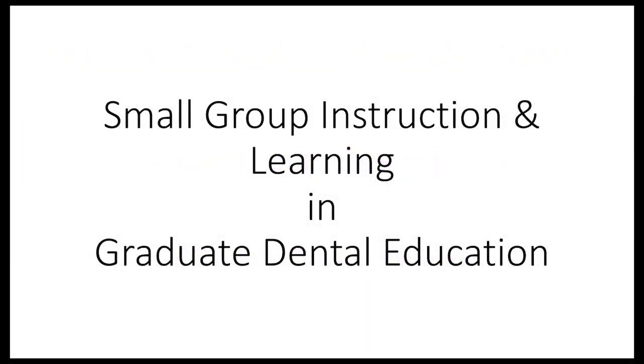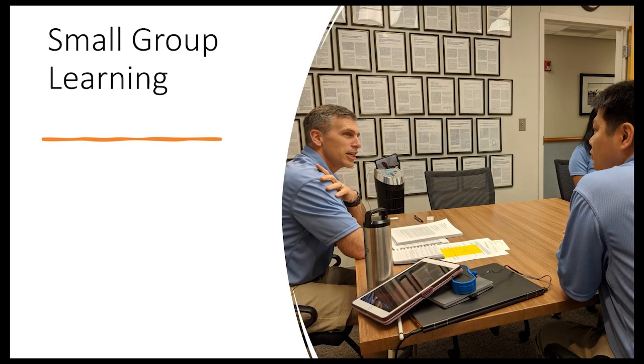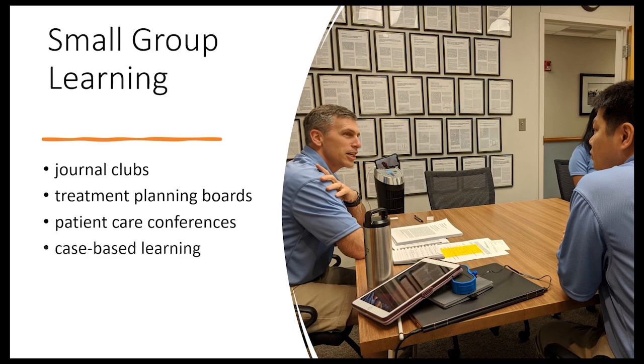Opportunities for small group educational activities are regularly incorporated in the didactic curriculum of graduate dental education programs. Since dental resident class sizes often range between 3 to 16 learners, this format is likely the most common form of classroom learning you are encountering. There are several different methods that can be used in a small group setting, each with their own advantages and disadvantages. Typical dental examples of small group learning are journal clubs, treatment planning boards, patient care conferences, case-based learning, or specialty topic seminars. Regardless of the specific method, effective exercises all share certain common features.